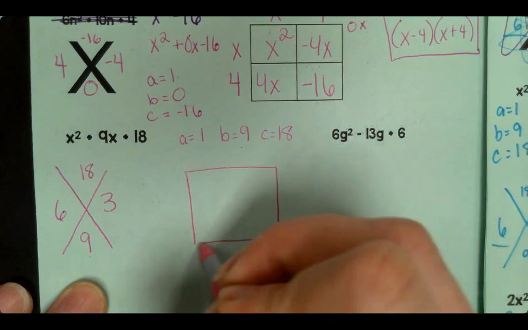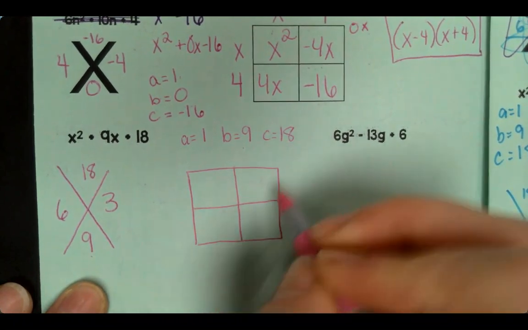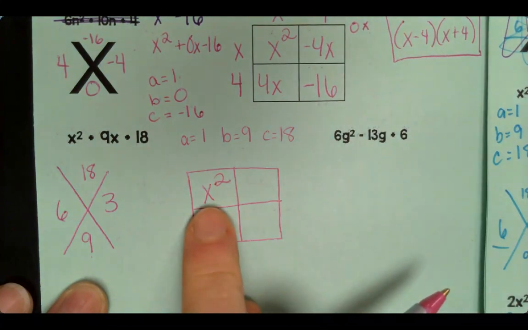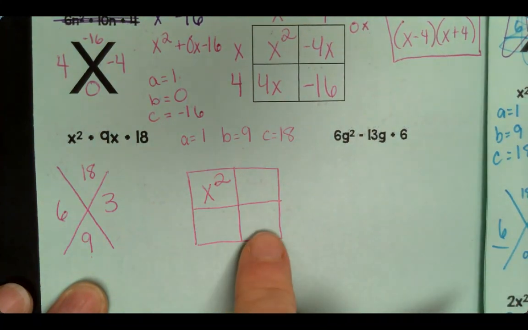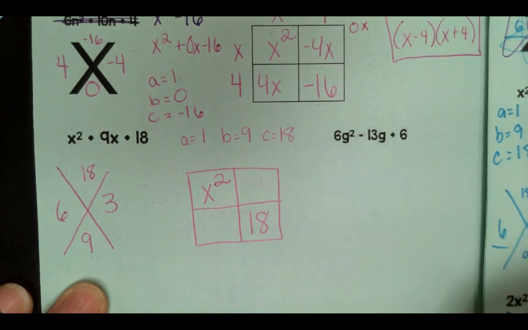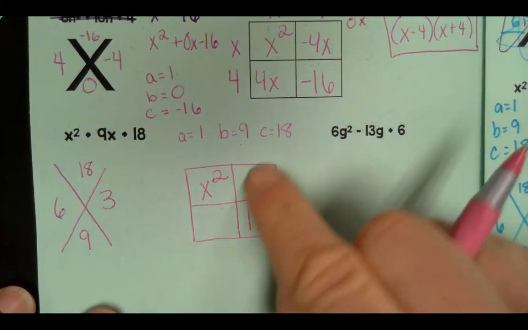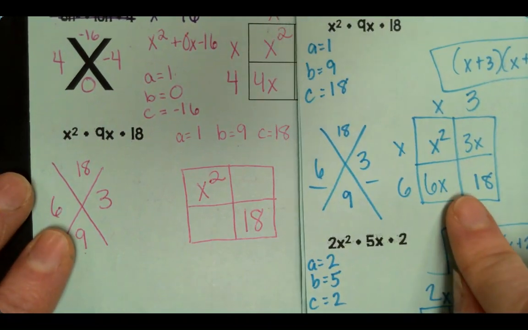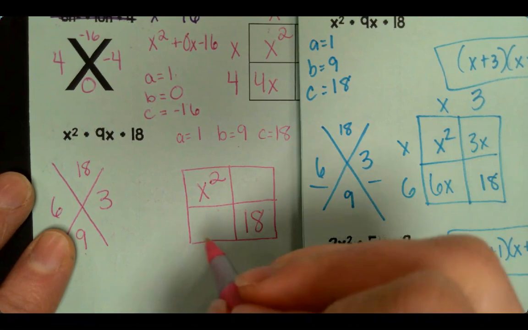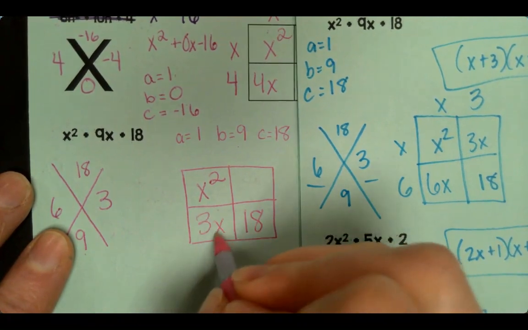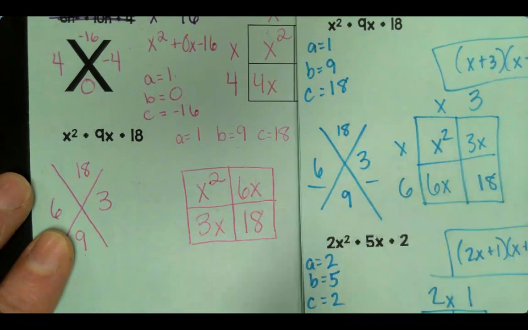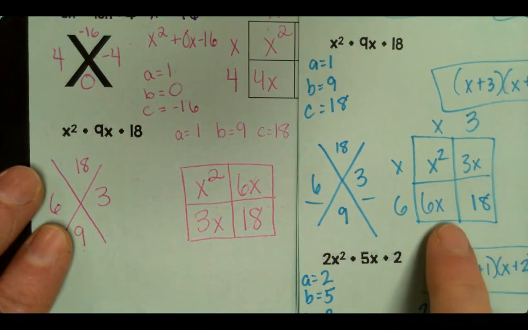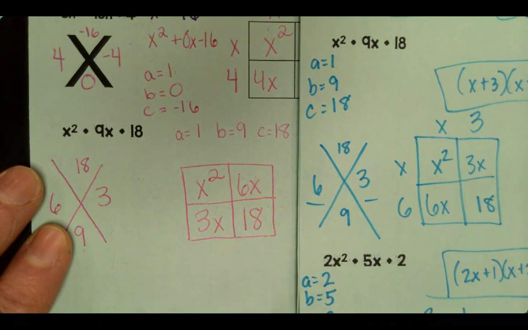Then your box, top left is going to be your ax squared, which is just x squared. Bottom right is your c. Then your two diagonals are your magic numbers. And I did it on this, 6x and 3x. If you want to flip it, that's okay too. So I'm going to have both ways written for you so you can see it. If you've already done it and you did it this way, that's fine. If you did it this way.